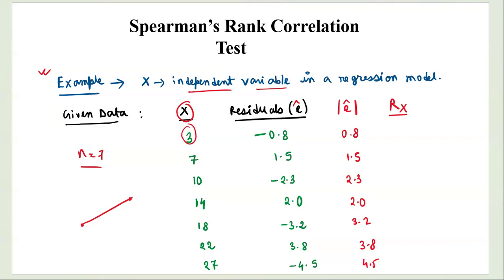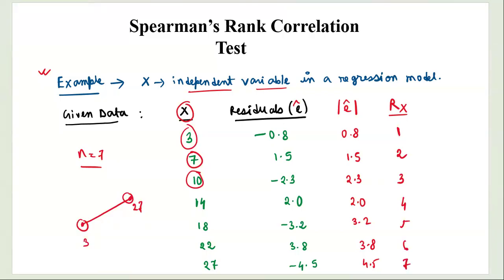So how do you write the rank? Rank of this particular value will be simply 1. This is the smallest value. We are arranging in ascending order, which means that we are going from the smallest value to the highest value. So 3 is the smallest value here and 27 is the highest value here. So what is the rank of 3? The rank of 3 is simply 1. What is the rank of 7? Rank of 7 is simply 2. In ascending order, rank of 10 is 3. Similarly, this is 4, this is 5, this is 6, this is 7.